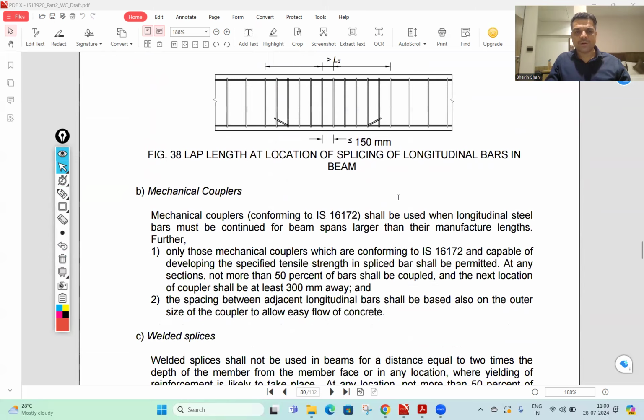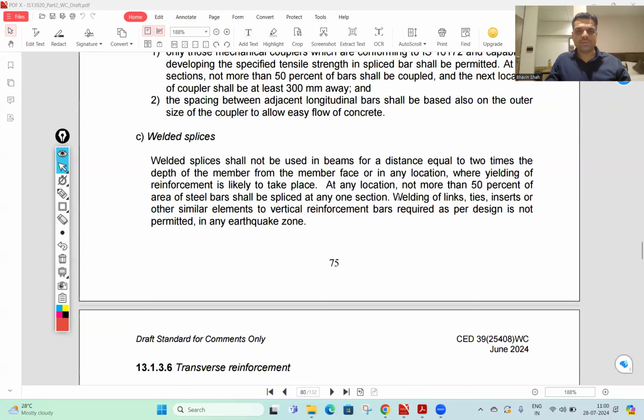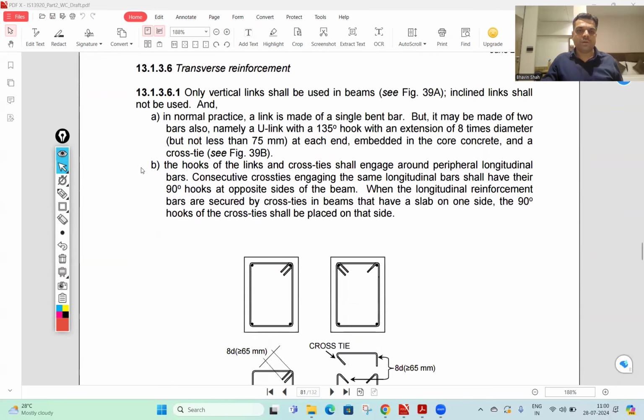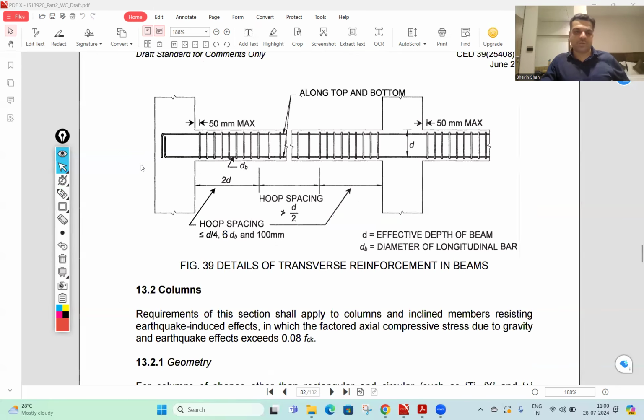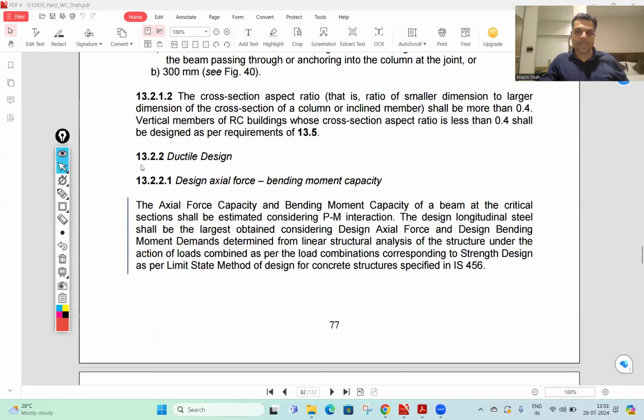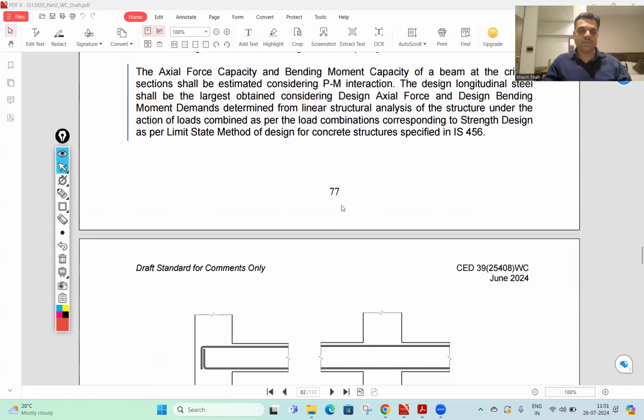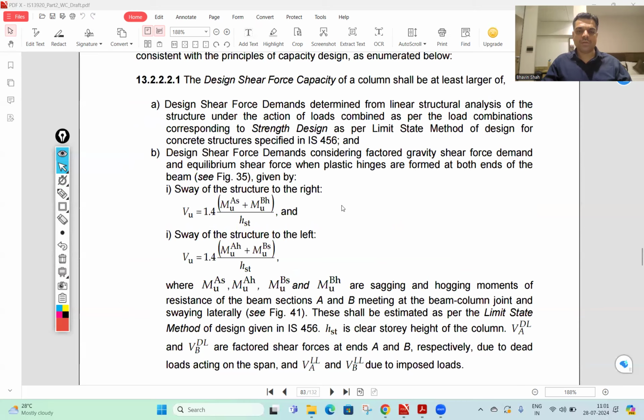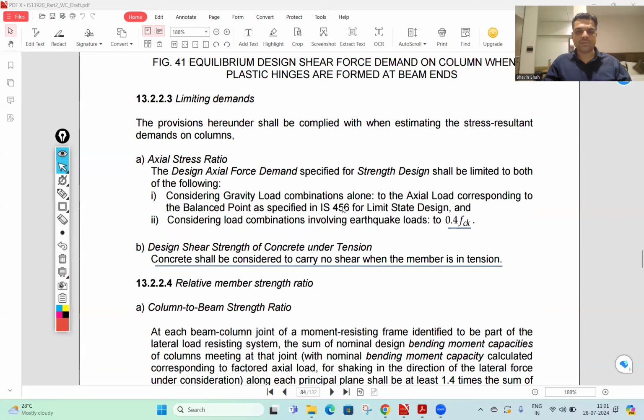These are splicing requirements. And transverse reinforcement, it is the same. The design axial force and bending moment capacity of a beam at the critical section shall be estimated considering PM interaction. So the design shear force is okay.